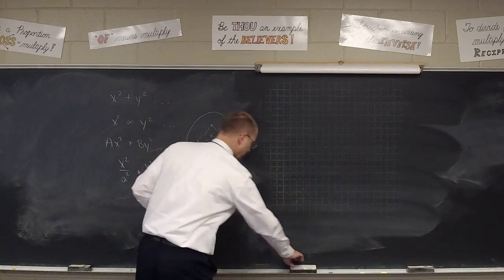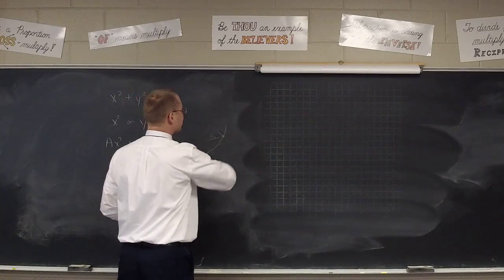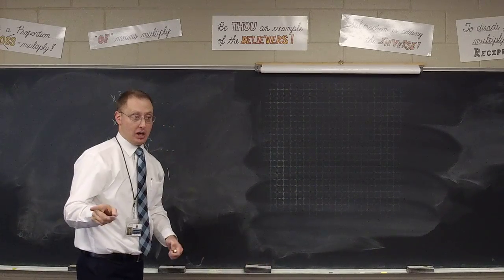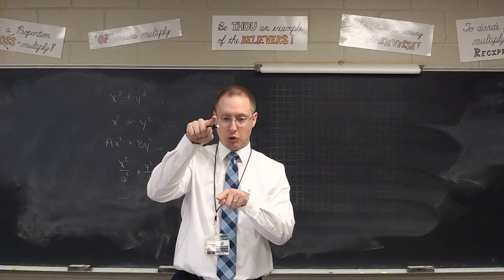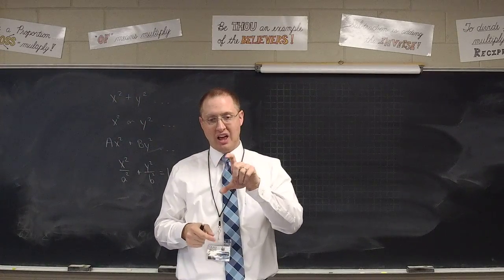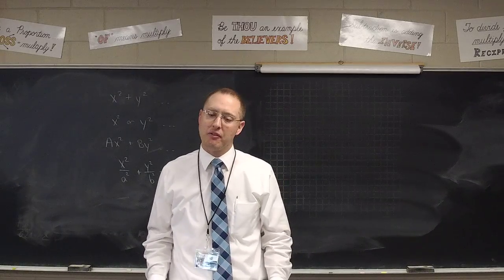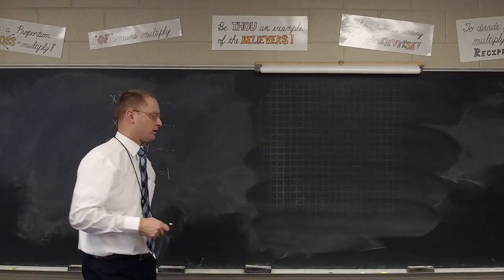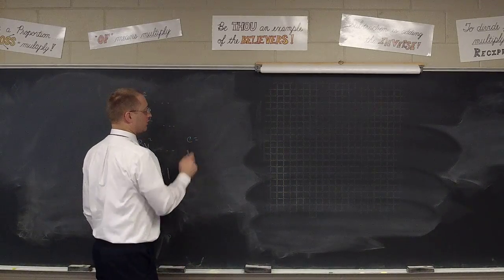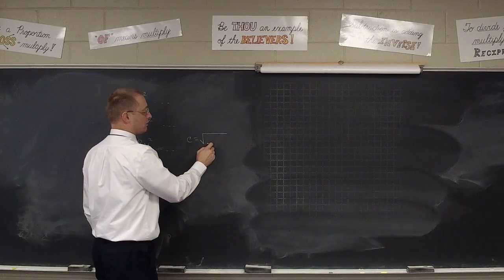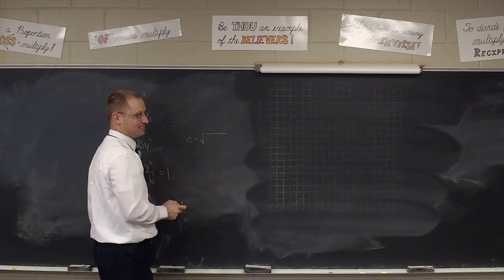So those foci are really important. The foci always lie where? On the major axis. And if you were to measure from center to one focus or center to the other focus, that focal length is represented by the letter c. How do we find c, the focal length? C equals the square root of a squared plus b squared. Or no.